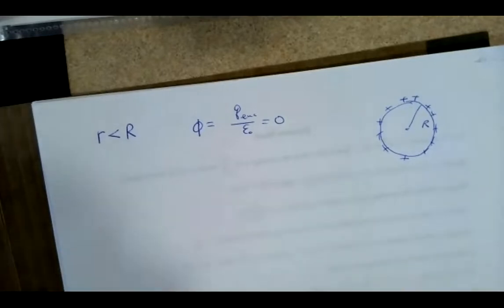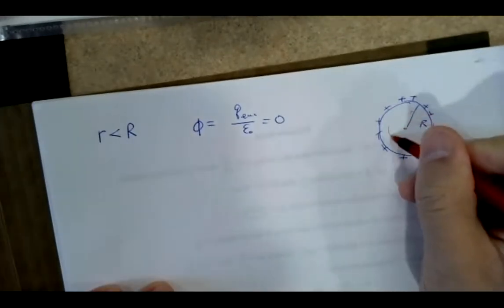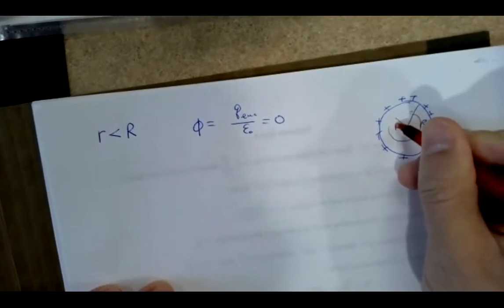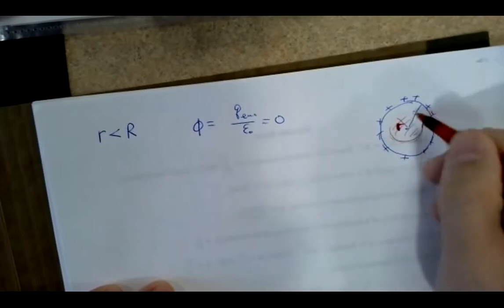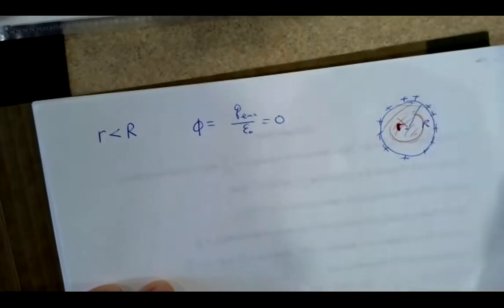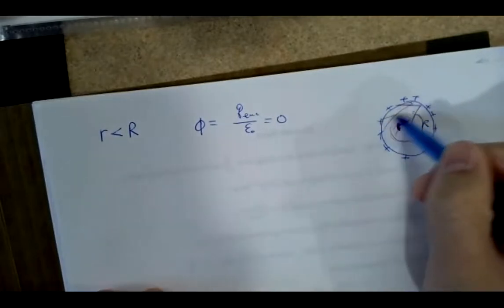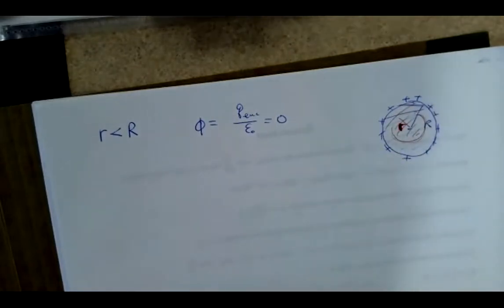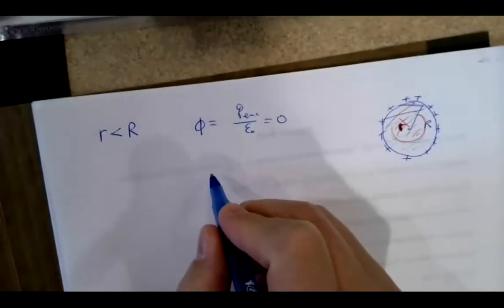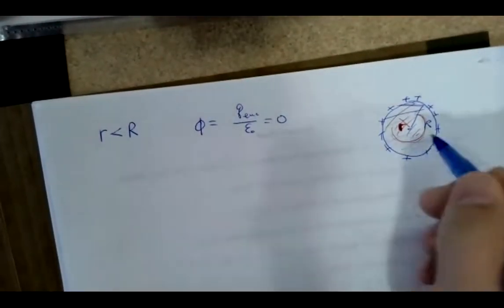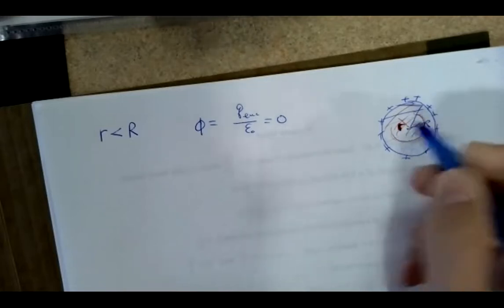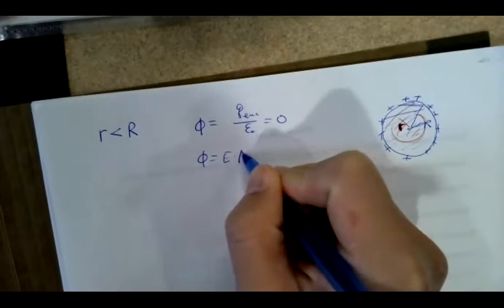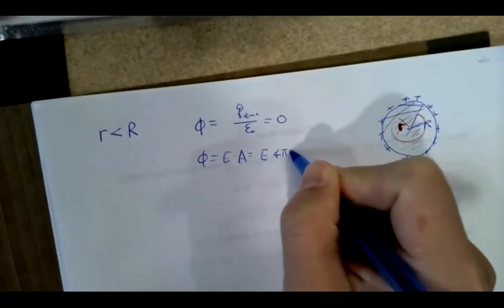Inside the shell, if you have a radius of small r, imagine this is a spherical surface, a sphere, and then the outside is also a sphere. I don't want to mess up the outside too much, but just imagine it's a sphere. Then the E field on this small sphere of radius small r should be equal to E times A, again E times 4 pi r squared.